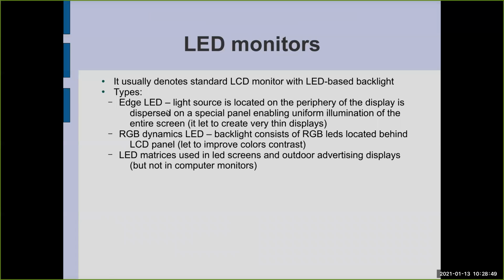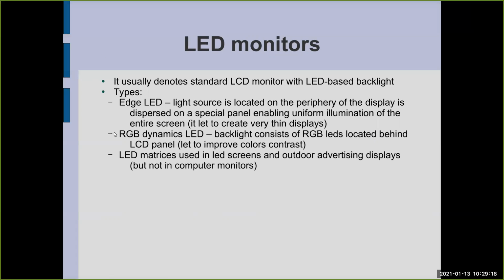So there are several types of LED monitors. The so-called edge LED monitors have the LEDs located around the display, on the edge of the display, and the backlight is created by some special layer, similar to optic fiber, which is able to conduct and disperse light.